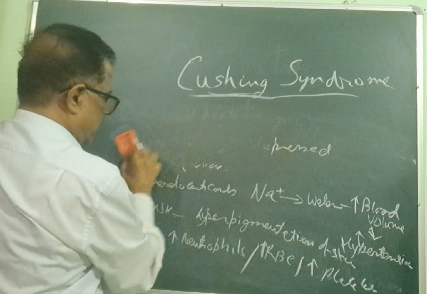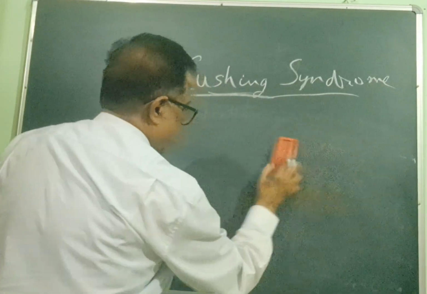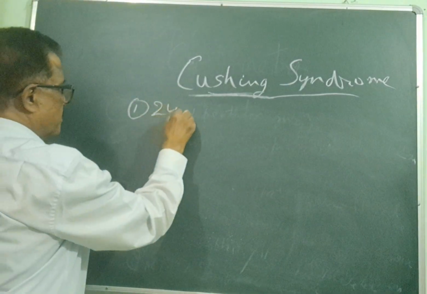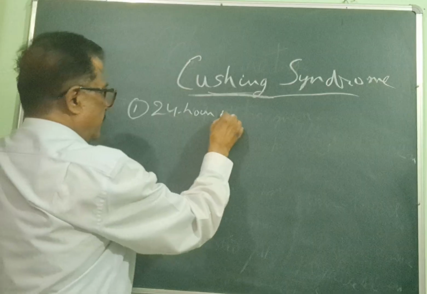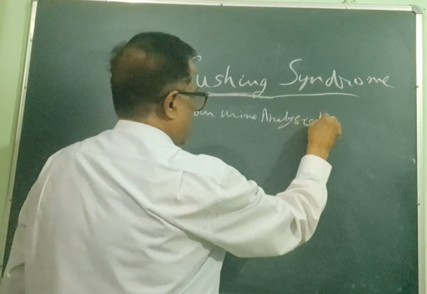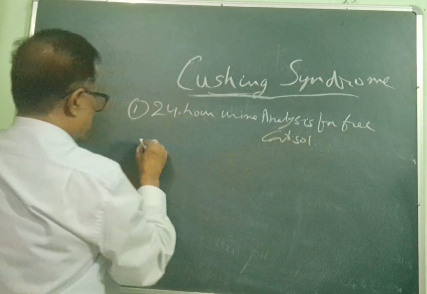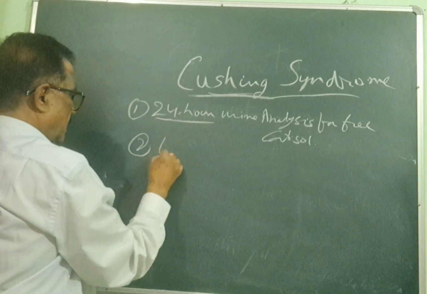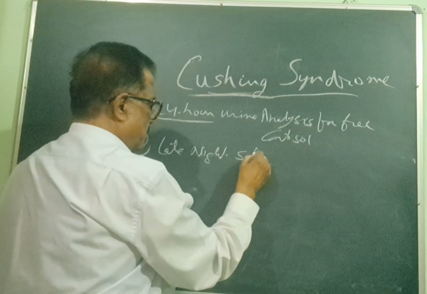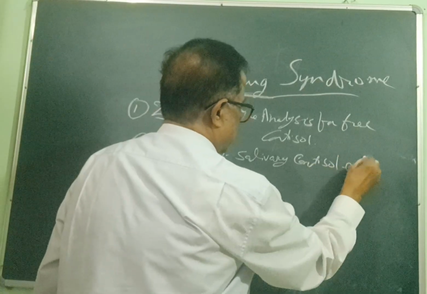Now coming to diagnosis. Diagnosis is by number 1, 24-hour urine analysis for free cortisol. Number 2, late night salivary cortisol estimation.